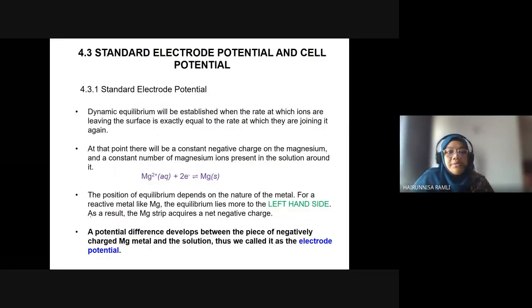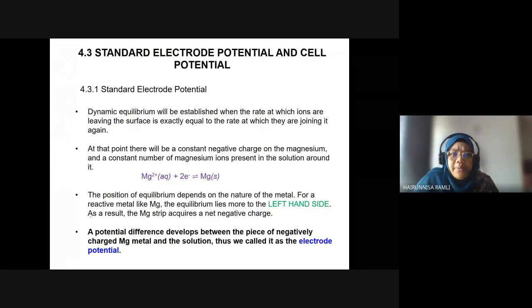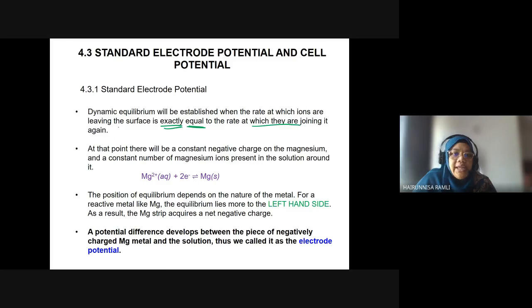Okay, so the dynamic equilibrium will be established when the rate at which ions are leaving the surface is exactly equal to the rate at which they are joining it again. Okay, you belajar kan? Banyak chapter sebenarnya banyak pakai dynamic equilibrium. Chapter 2 kan, chapter 3 you pakai, chapter 4 pun you pakai kat sini. Okay, so in this case maksudnya kadar Mg keluar jadi Mg2+ dengan kadar Mg2+ masuk balik, joining again menjadi Mg. Kalau dia sama, exactly equal, so kita cakap dia already at equilibrium lah.